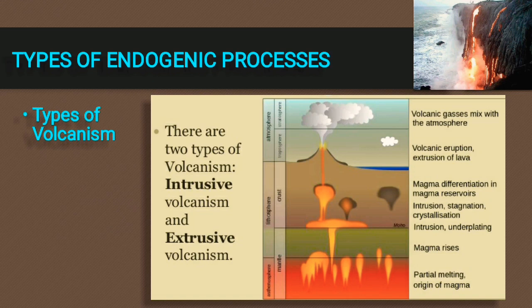So, based on the illustration, partial melting, which is the origin of magma, rises, and intrusions, stagnation, and crystallization happen, and there is a differentiation of the magma reservoir, and there are extrusions of lava in the form of volcanic eruptions, and those volcanic gases are mixed with the atmosphere.